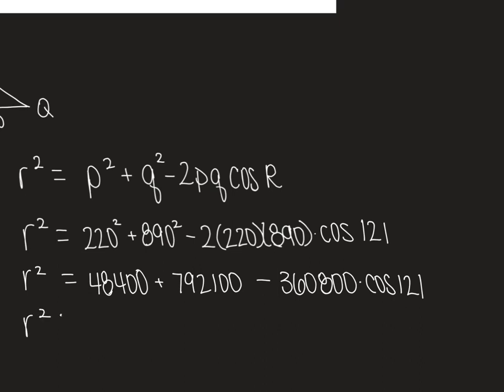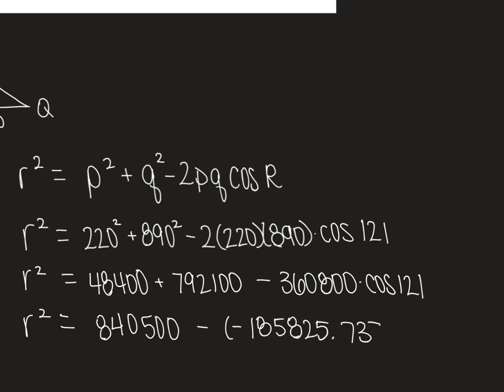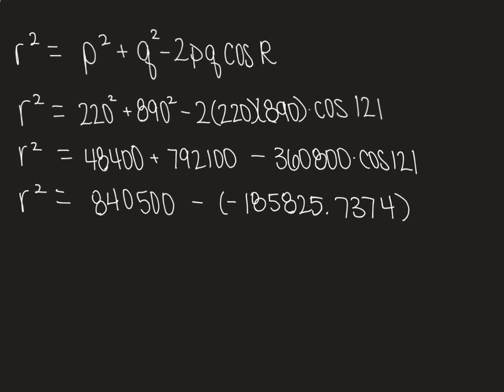Now we'll have r squared equals. We can combine these first two, they're just being added. So if you want to add those, you can get 840,500. And we're going to be subtracting a negative 185,825.7374. So I just used a calculator, found the cosine of 121, and multiplied it by the value in front of it. Now we can combine these.